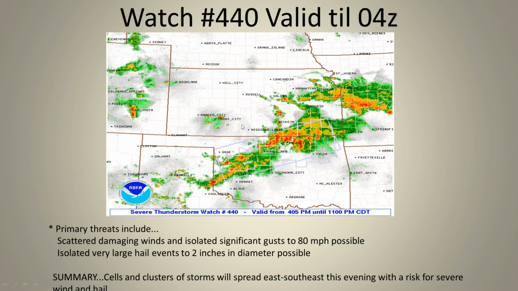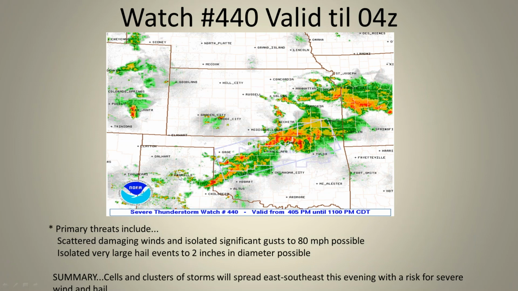Here's the watch issued and valid till 04Z. Portions of Oklahoma into extreme southeast Kansas. It was a cluster of storms intensifying across northern Oklahoma through Ponca City and south and east of Wichita. And the severe thunderstorm watch indicated primary threats: scattered damaging wind, isolated significant gusts to 80 miles an hour. Possible isolated very large hail events to 2 inches in diameter possible.